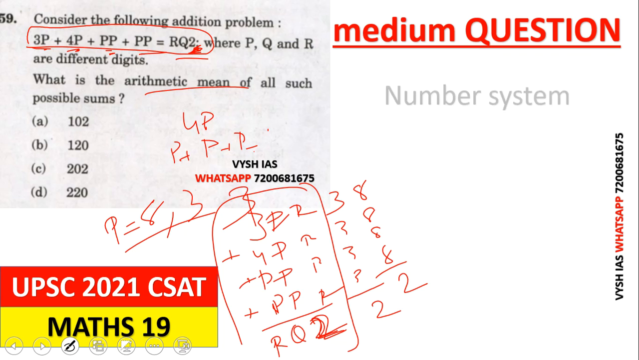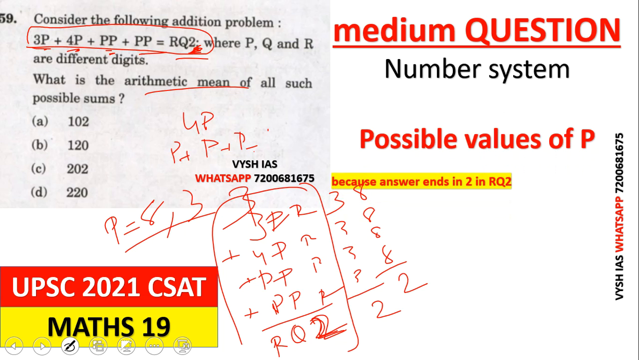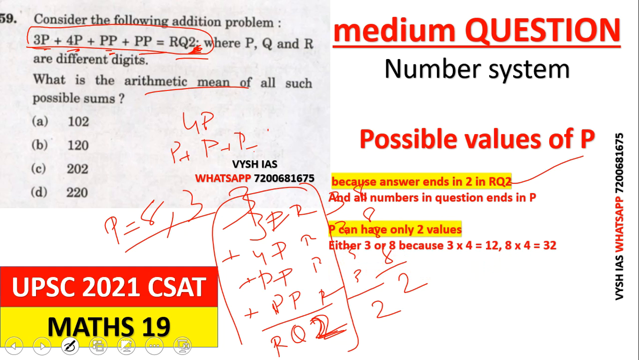Just substitute in the formula. Because answer ends in 2 or q2, all numbers in the question end in p. p can have only 2 values, either 3 or 8, because 3 into 4 is 12 and 8 into 4 is 32. This much I explained already. So both end in 2.